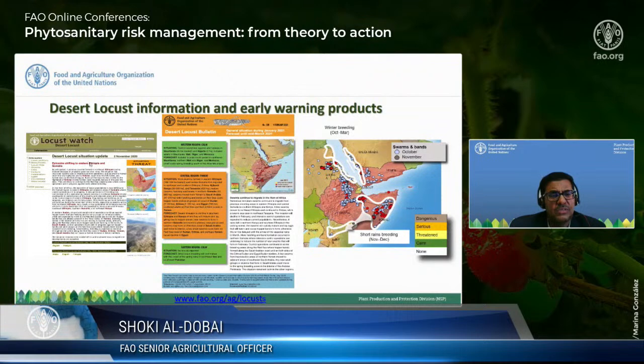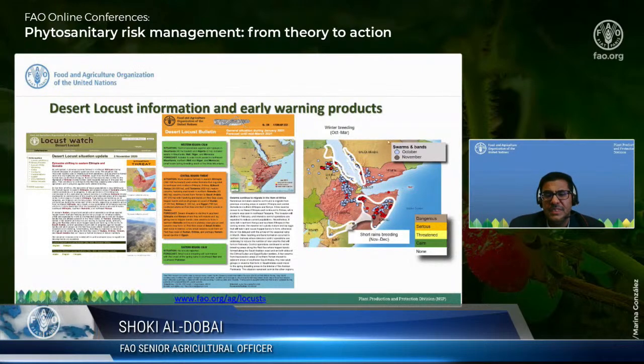You can find in this Locust Watch all information regarding the desert locust, in addition to the monthly bulletins that we produce every month based on the information that we receive from the countries. We turn all this information from the system into this bulletin. The bulletin also shows the situation. When you see the color here: if it is green, it is calm; if it is orange, the situation is under threat; and if it is red, then it is a dangerous situation.